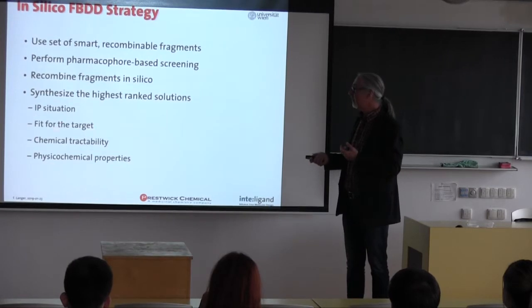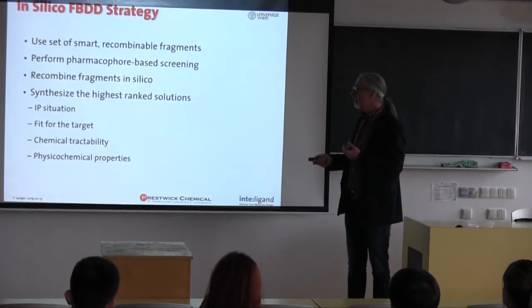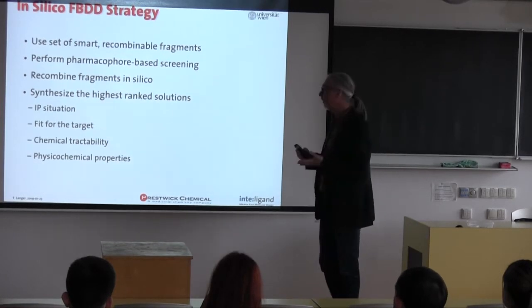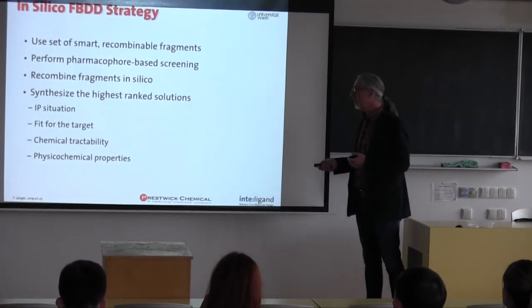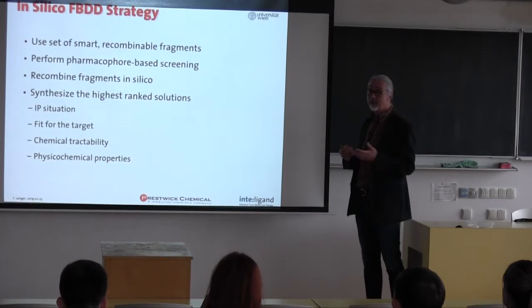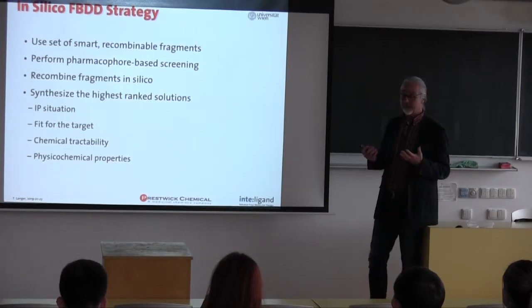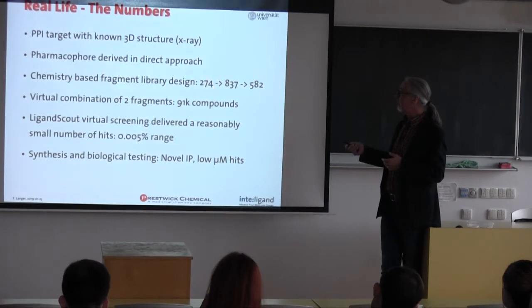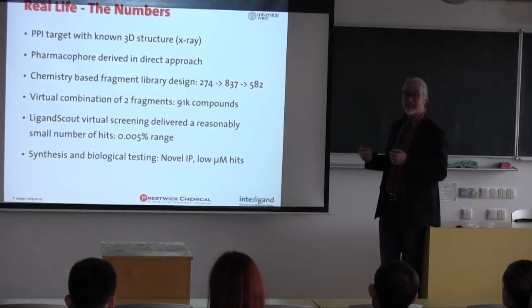It needs to fit the target. It needs to be easy, so we don't want to have like 20-step synthesis. We want to have something where the chemical tractability is good, and of course the physicochemical properties that we can calculate should be good too. And so what we had is 274 structures initially that they gave to us. We chopped them up into 837 fragments.